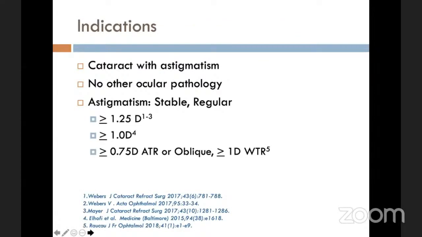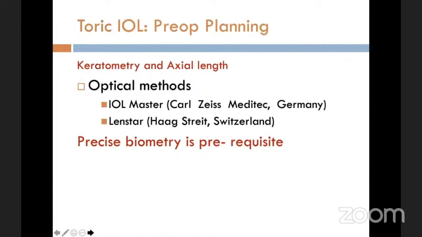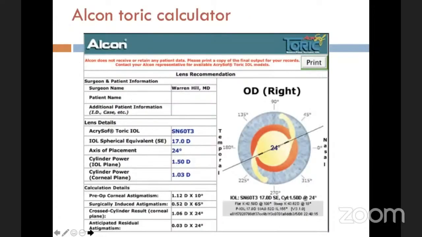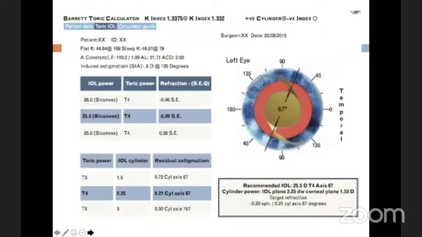Toric intraocular lens implantation can be done for astigmatism, and if it is with the rule astigmatism, then you do it for greater than 1 diopter, and if it is against the rule astigmatism, then you do it for greater than 0.75 diopter as well. After you've already done a good keratometry and axial length, depending upon the optical methods such as the IOL master, which we routinely use, one can do the toric intraocular lens implantation, and in the Alcon toric calculator, the toric axis as well as the toricity of the IOL which is required is calculated, and in the map it gives you where it should be placed.